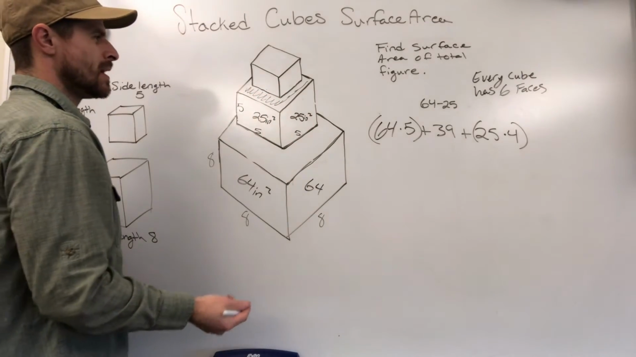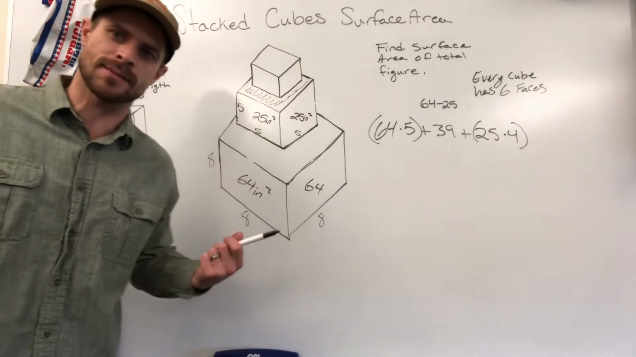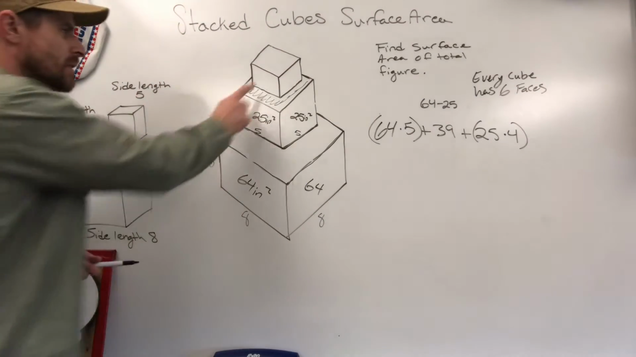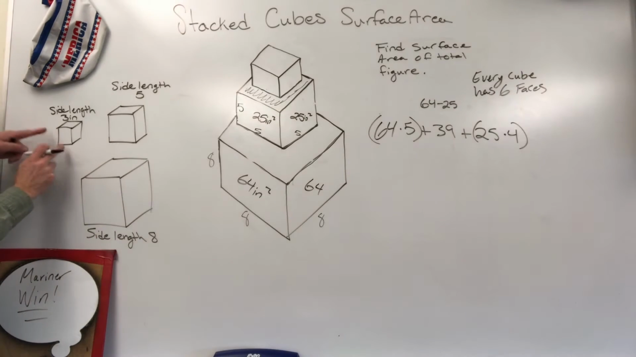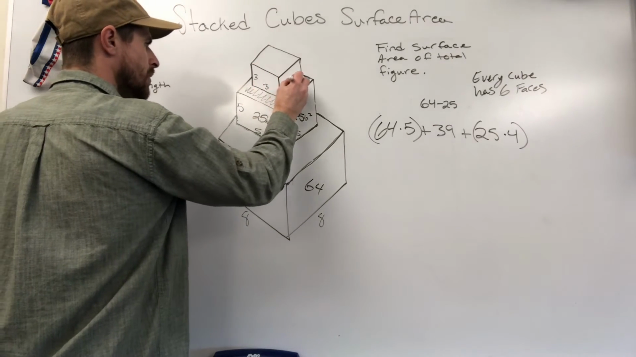We know it's worth 25, but we're taking this box and setting it down on top, meaning it's taking away some of our surface area. Well, how much of it is it taking away? Let's find out. Side length of the small cube is a 3 by 3 by 3.